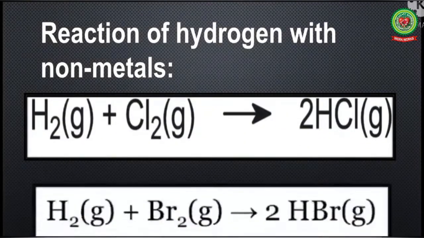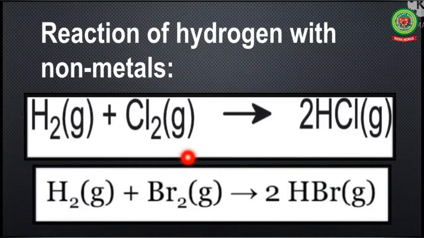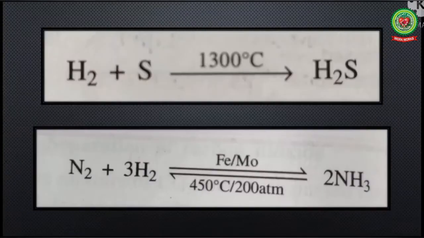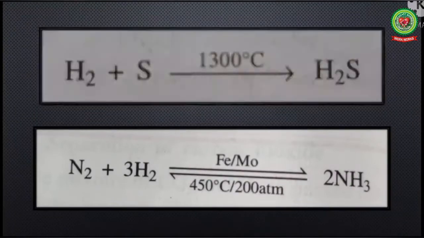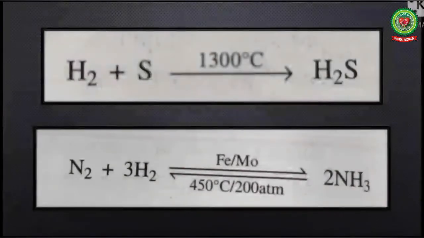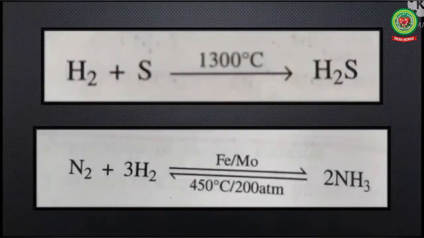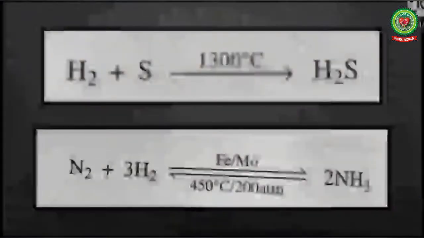Hydrogen reacts with chlorine and bromine in the presence of sunlight to produce hydrogen chloride and hydrogen bromide respectively. Hydrogen gas, when passed through molten sulfur at a temperature 1300 degrees Celsius, produces hydrogen sulfide gas. Hydrogen combines with nitrogen in the presence of finely divided iron and little of molybdenum to form ammonia gas. This process is known as Haber's process.